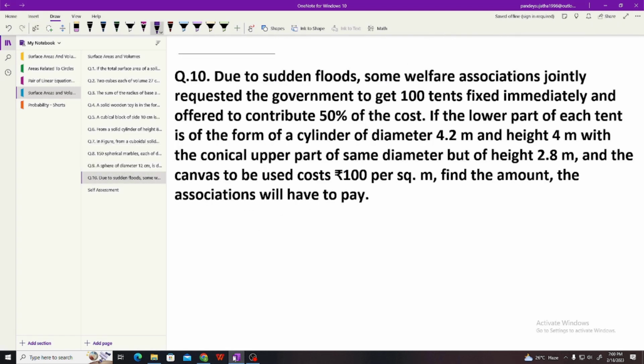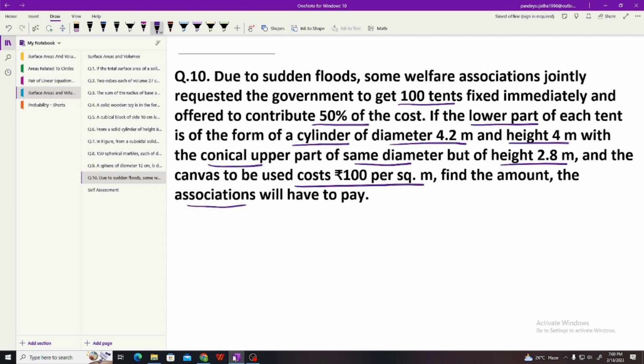Next question. Due to sudden floods, some welfare associations jointly requested the government to get 100 tents fixed immediately and offered to contribute 50% of the cost. If the lower part of each tent is of the form of a cylinder of diameter 4.2 meter and height 4 meter, with the conical upper part of the same diameter but of height 2.8 meter, and the canvas to be used costs rupees 100 per square meter. Find the amount the associations will have to pay.